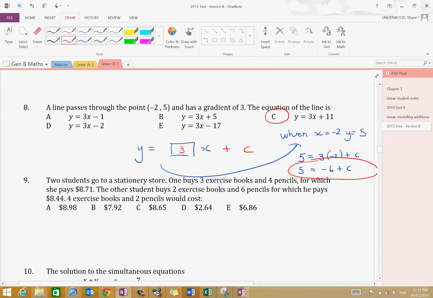Over here, c is equal to 5 plus 6, because we're adding 6 to both sides. Adding 6 to that side, adding 6 to that side, c is equal to 11.